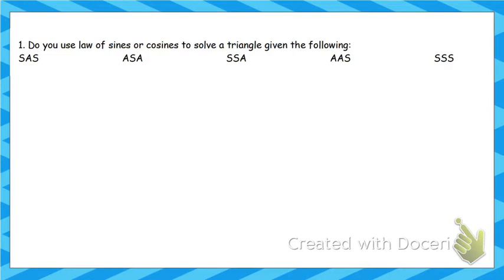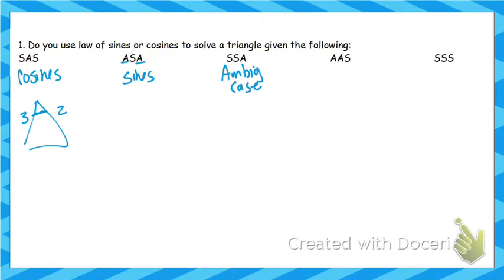Okay, so side angle side, that is a case when you will use the law of cosines. What that looks like in your picture is if you know this side and this angle, for example. Angle side angle: anytime you know more than one angle, that is the law of sines. Side side angle is the ambiguous case. Now we will use the law of sines, but remember we need to be careful because there could be two solutions or no solutions. Side side side is cosines.